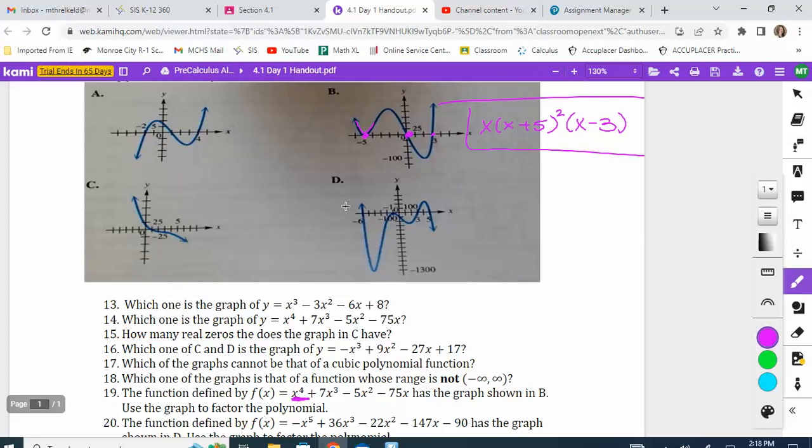Now look at D. So question 20 is doing the same thing with D. What's the end behavior? You can put it just on the end of your homework. What's the end behavior? Up, down. What does that tell you? We know it's an odd degree because the ends are going opposite directions, but they're flipped from normal, so it has to be a negative.